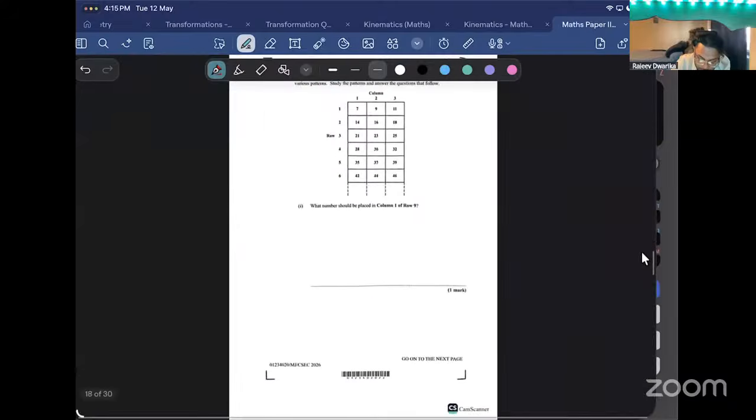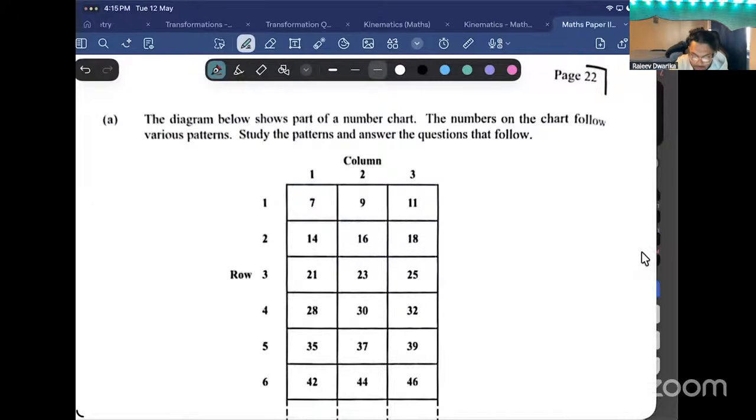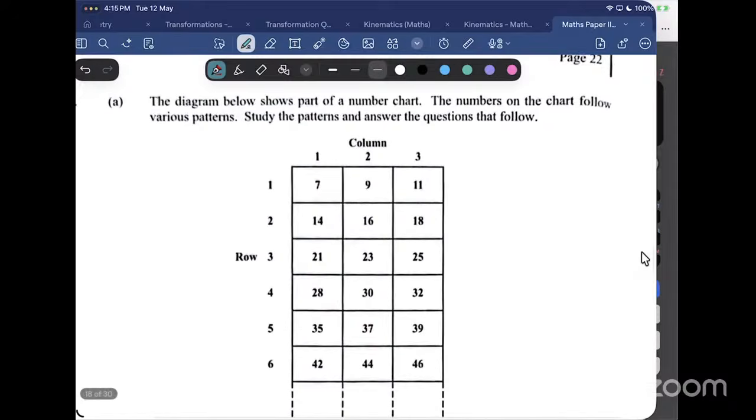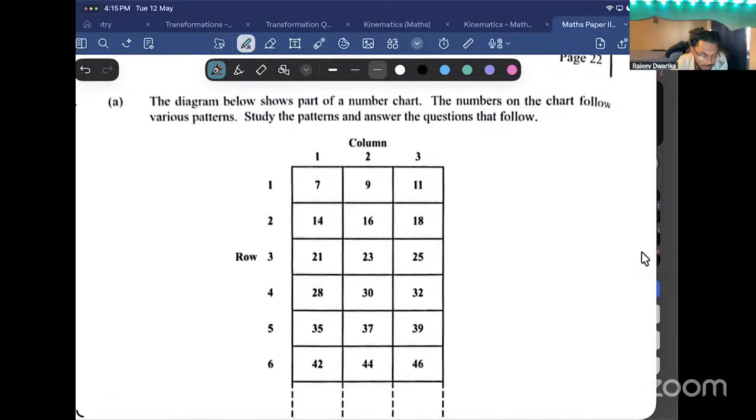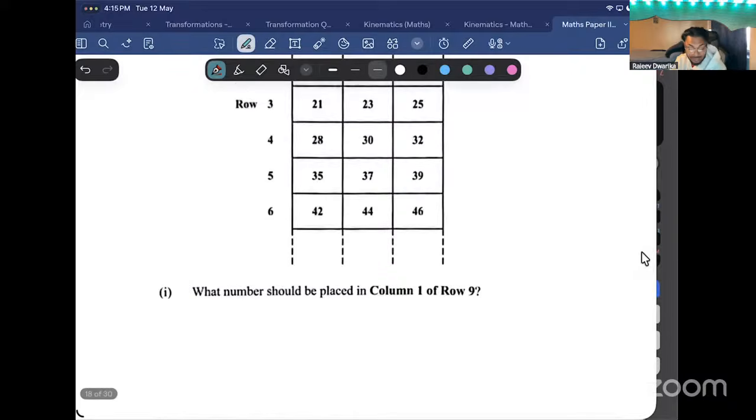Yes, sir. Very good. All right, let's move on. The diagram below shows parts of a number chart. I've never seen a question like this before. When I saw this, I was like, what? The numbers on the chart follow various patterns. Study the patterns and answer the questions that follow. What number should be placed in column 1 of row 9?